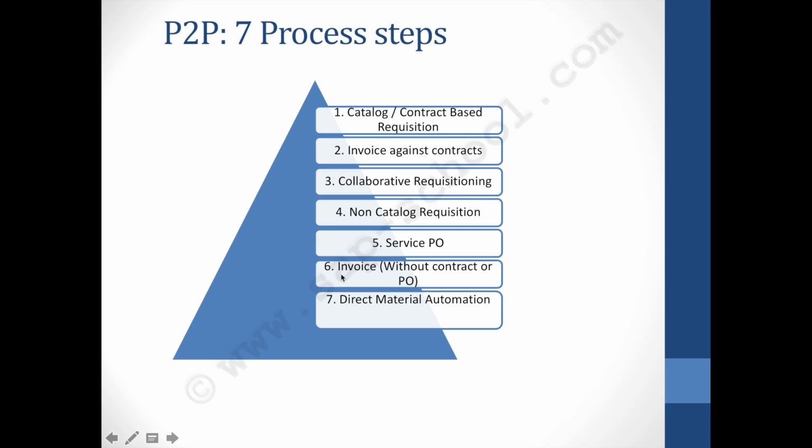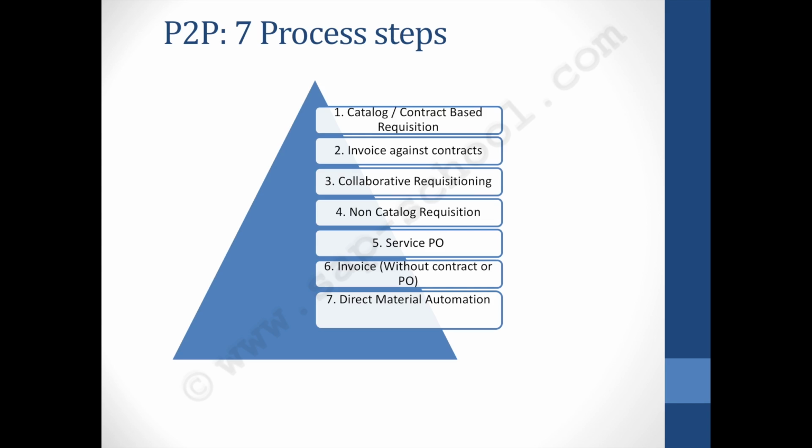Then we have the invoice without contract or PO. These will be the cases where there's a migration from a legacy system to your Ariba network, and there are some invoices which do not have a PO or a contract that exists in the Ariba system. In that case, the supplier would send you a manual invoice and you can either fax it or scan it into the Ariba system and create an invoice for it. So there's a particular process step that they follow.